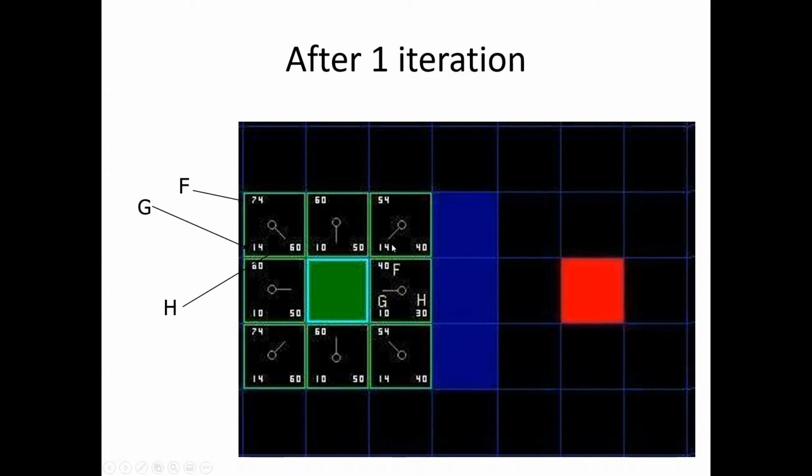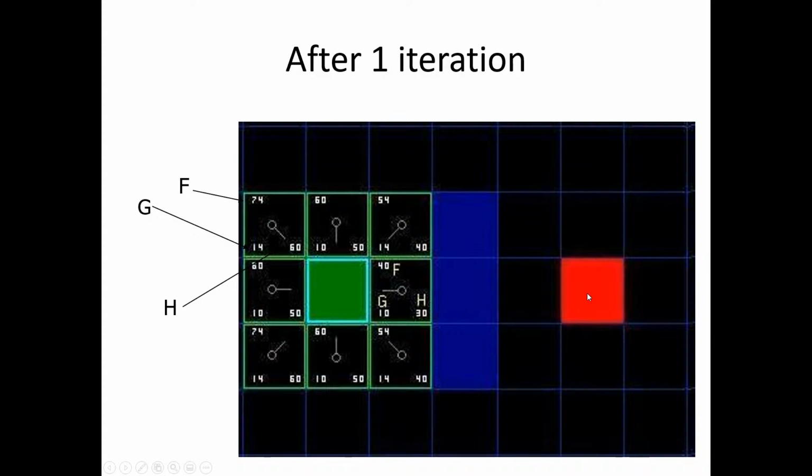Anyway, so these are the G scores. We've got 10, 14, 10, 14, 10, 14. This number here in the bottom right hand corner is the H score. The H score is the heuristic score, and in this example we're using what's called the Manhattan distance heuristic. What you do is count the number of squares this way and the number of squares this way that you need to get from here to the destination.